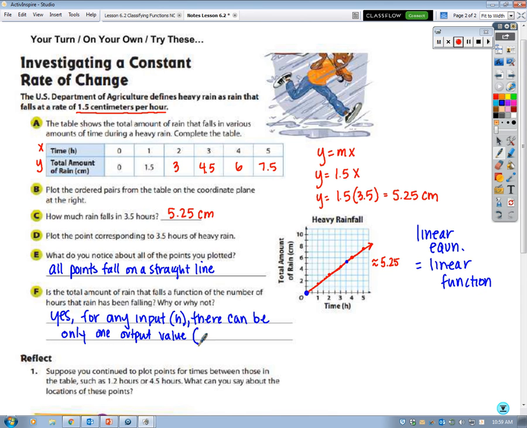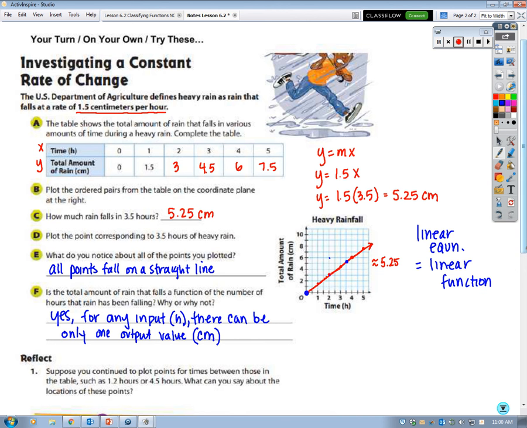Which in this case, the output value is centimeters of rain. And that makes sense if you think about it in context, right? That's saying that you can't have two different amounts of rain in the same location at the same time. It wouldn't make any sense for there to be, at 2 hours, 3 centimeters of rain and 6 centimeters of rain in the same place at the same time. Not possible. So this is a function.